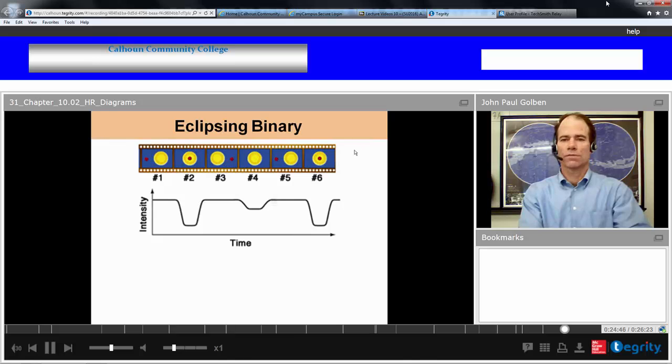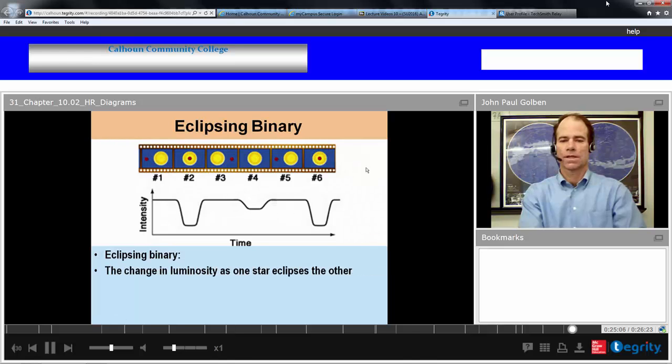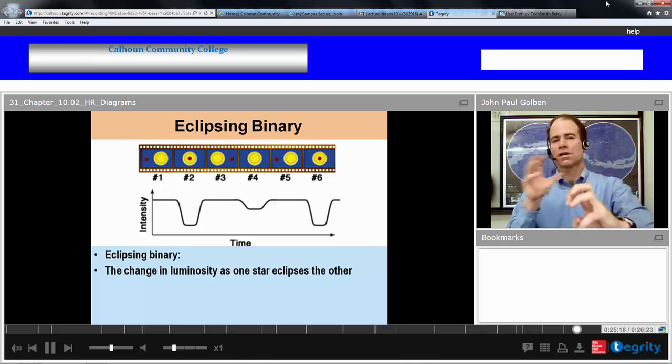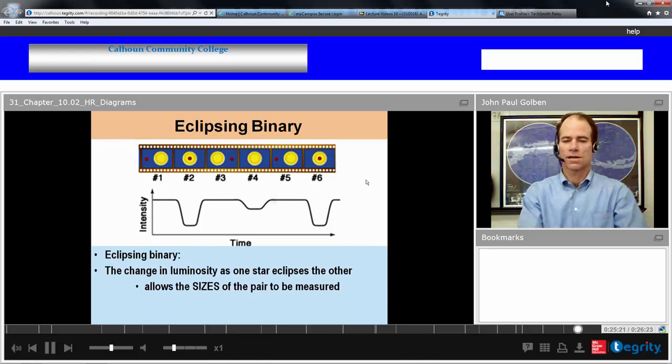The third way we can observe a binary, possibly, and we'd have to be pretty lucky for this to occur, is if the binary system happens to be in the plane of our line of sight, such that one star eclipses the other star. We call this an eclipsing binary. As one star eclipses the other, we would observe a change in luminosity as one star comes in front of the other, and vice versa. The other star comes in front of the second star.